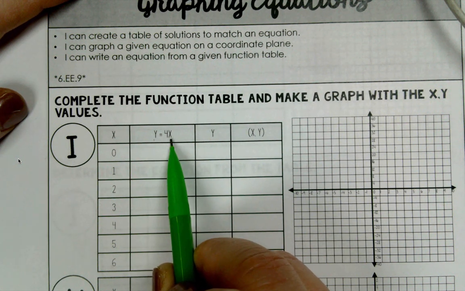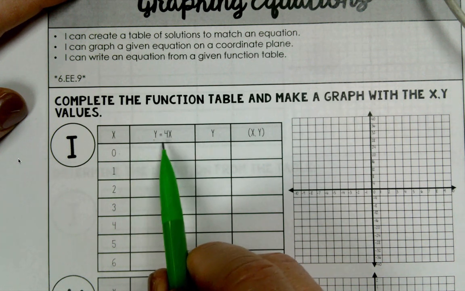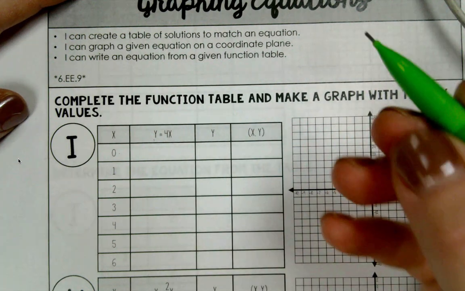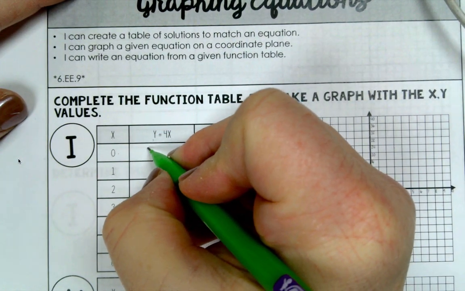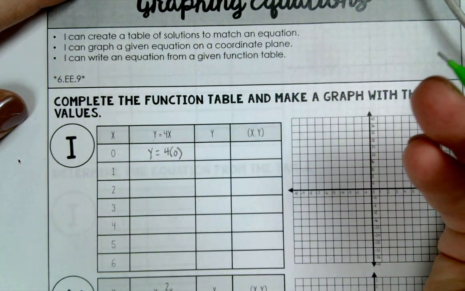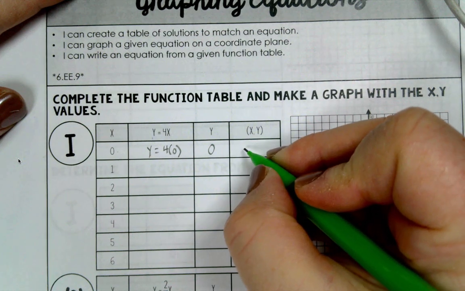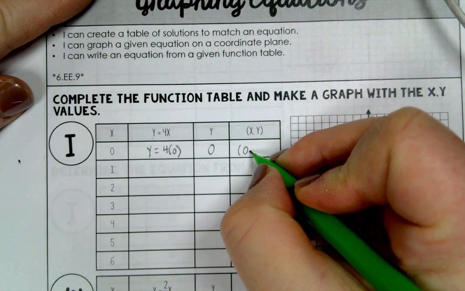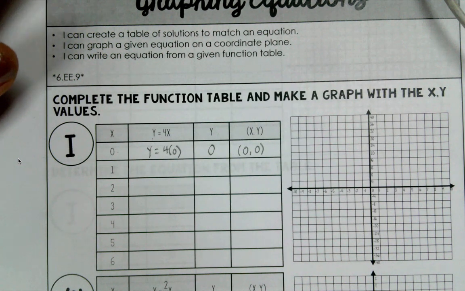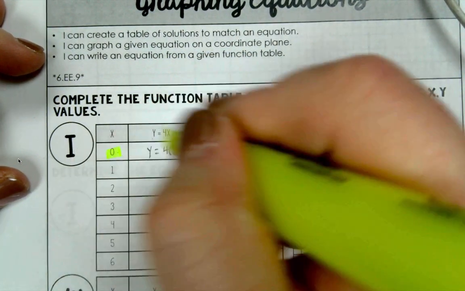Remember, a coefficient and variable next to each other, with no operation symbol, means multiply. So x is 0. So 4 times 0, we're going to rewrite this: y equals 4 times 0. Anything times 0 is 0, and then my ordered pair is going to be 0, 0. We'll highlight those ordered pairs so we know what we are working with.